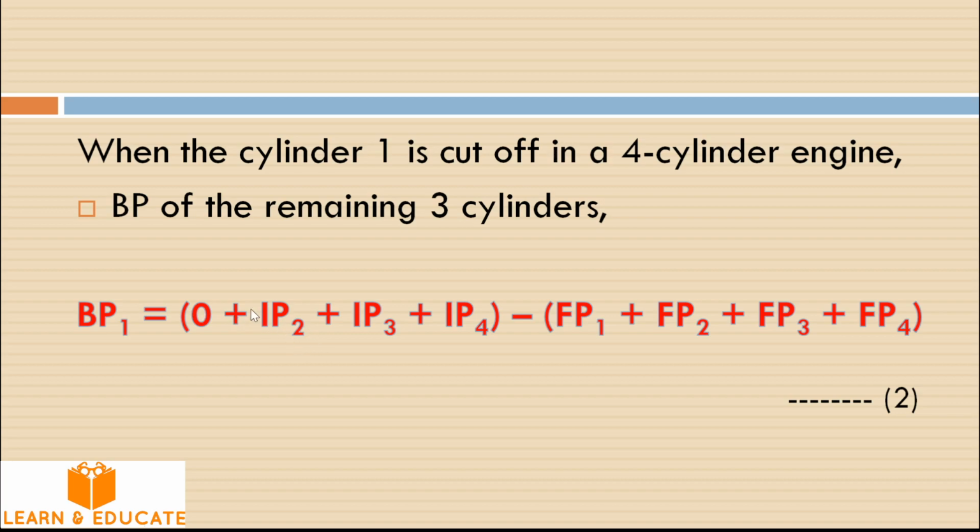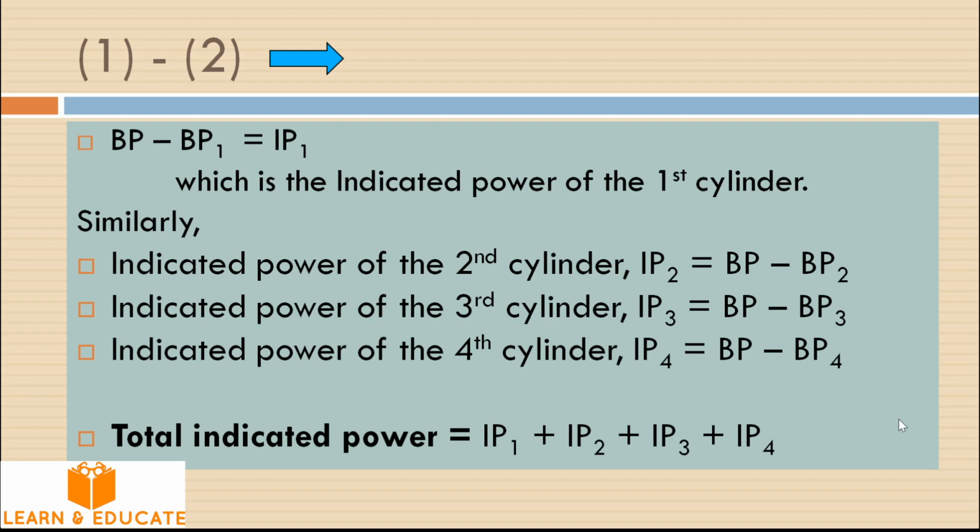Now when the first cylinder is cut off, the brake power of the remaining three cylinders is, so the first cylinder is not developing any power, but at the same time frictional power will be there, because there will still be friction losses at the shaft. So IP2 plus IP3 plus IP4 minus FP1 plus FP2 plus FP3 plus FP4, that is equation number 2. Now when you subtract 2 from 1, you will get IP1, the indicated power developed in the first cylinder.